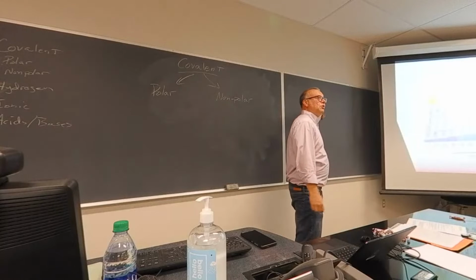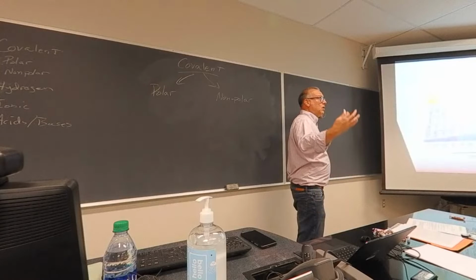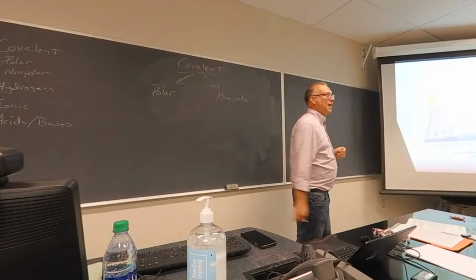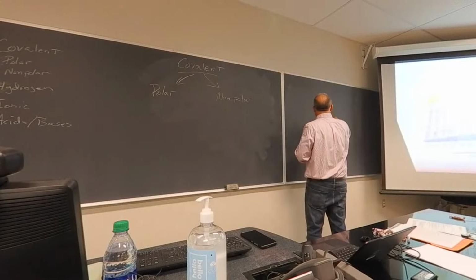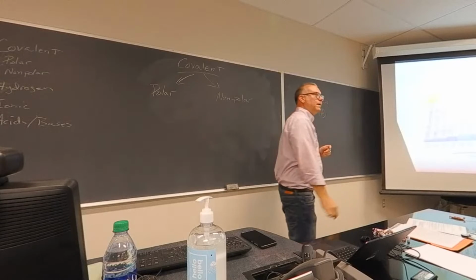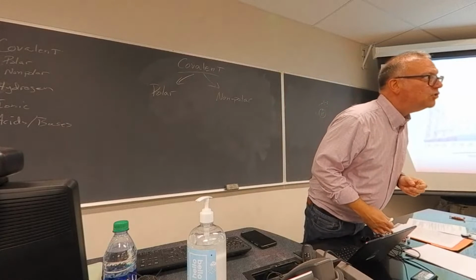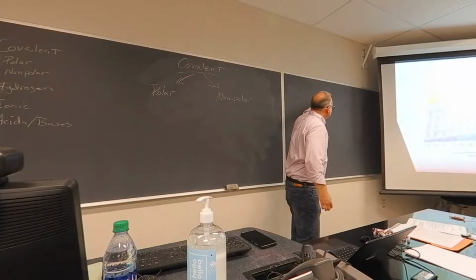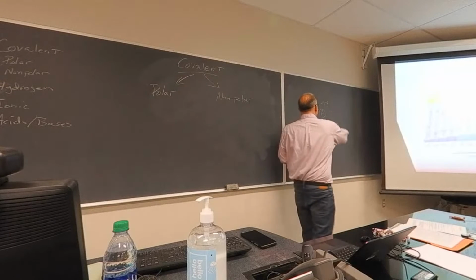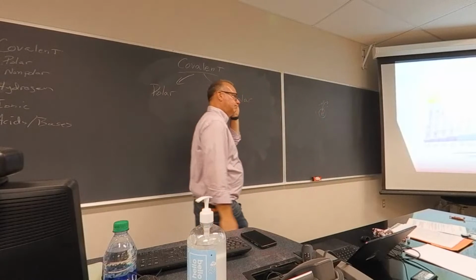What's the charge on this nucleus? Positive, yes. This is a positively charged thing, and the electron outside of it is negative. What do you know about opposite charges? They attract each other. So what prevents this electron from crashing into this nucleus? Why doesn't it just fall in?